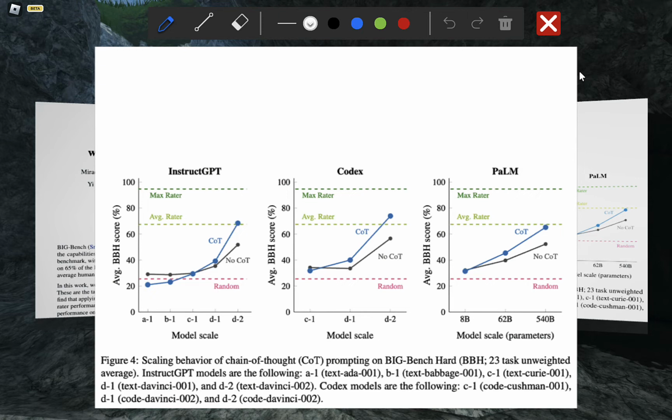Now, it's still fairly preliminary, but this is a very interesting relationship. You see, not only does it improve the performance of PaLM, but the larger the model is, the more it improves.